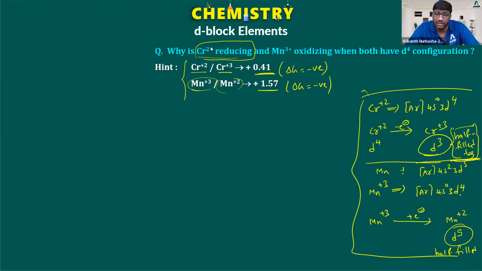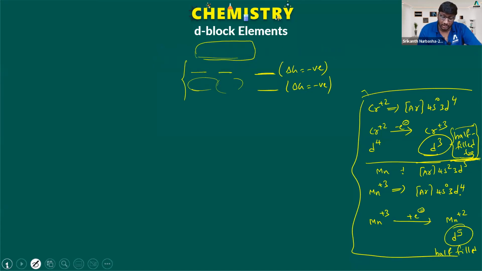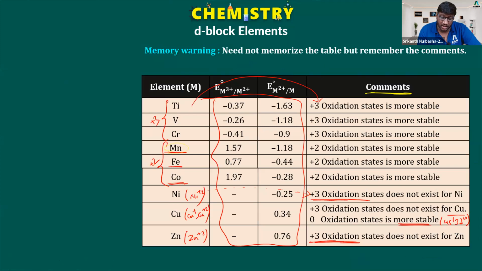For Cr plus 3 when compared to d5, d3 is more stable because of half-filled t2g. You may ask a question, sir, why can't manganese also undergo a loss of electron to get d3, so that again it will get half-filled t2g? For manganese, the most stable oxidation state is plus 2 state. For chromium, it is plus 3 state. Right?